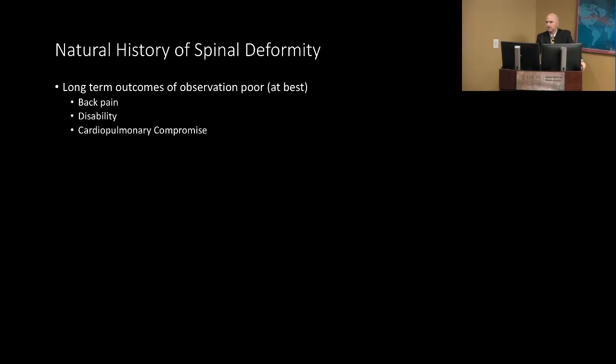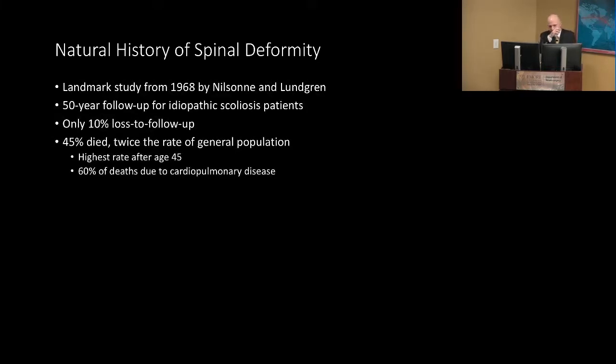What are the long-term outcomes of observation? So there are some key landmark natural history studies, but the takeaway is that the long-term outcomes of observation are really poor at best. Without intervention, especially for larger degree curves, there's significant back pain, significant disability, and really the most surprising to me, and I guess it's interesting since we're neurosurgeons and spine surgeons are more like orthopedists, so we don't think about the heart and lungs, but cardiopulmonary compromise is actually the biggest reason for disability in this patient population. So the first landmark study was in 1968 by Nilsson and Lundgren.